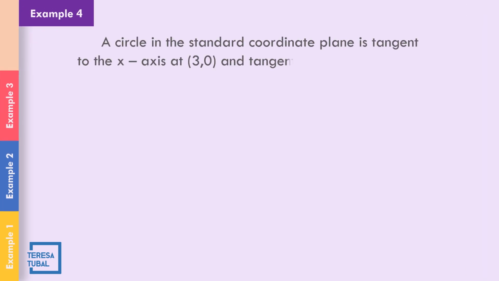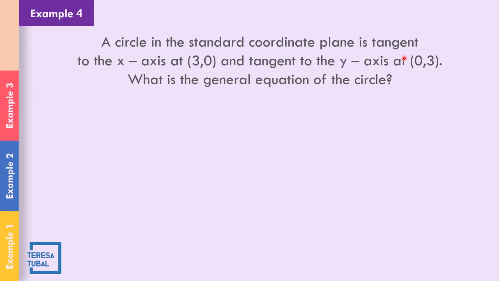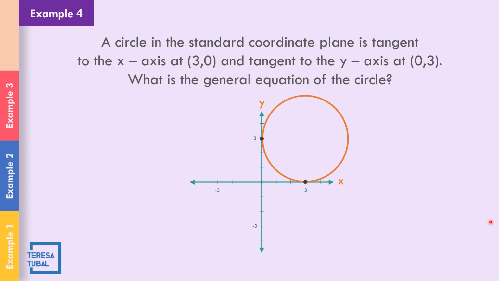In example number 4, a circle in the standard coordinate plane is tangent to the x-axis at (3, 0) and tangent to the y-axis at (0, 3). What is the general equation of the circle? As you can see in the graph, this is (3, 0), that is tangent to the x-axis, and then tangent to the y-axis at (0, 3). If we draw, this is tangent to the x-axis and tangent to the y-axis. So this is the drawing of the graph.